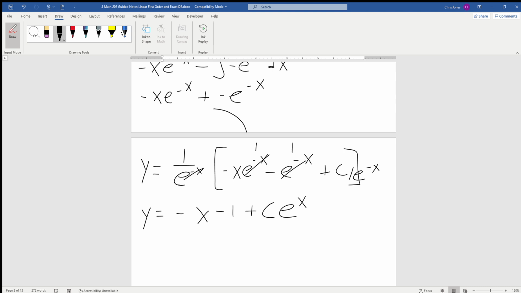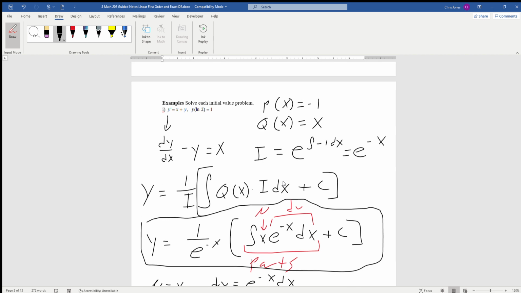And notice that what I did was I just moved that c over e to the x. The negative x became the numerator in this case, or came up to the numerator. So this is our general solution. Of course, we don't want the general solution. We want the particular solution.